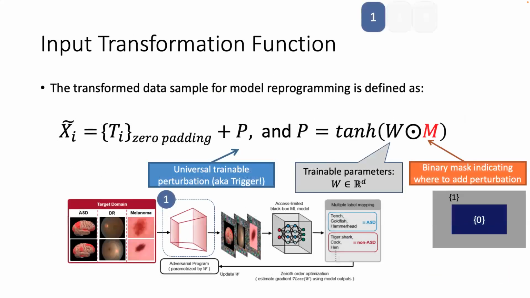Right, so mathematically, we are going to do a zero padding on the target image, to allow some extra space for training, and then we are going to train this universal perturbation P, which is a function parameterized by W. W is a real parameter, and then we are going to pass it through a tanh function so that the output will be between -1 and 1, which fits into the input range. And then this M function is again just a binary masking operator to tell you where to add perturbation or not.